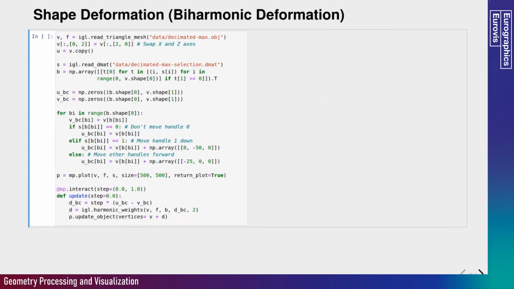So the next topic we cover is shape deformation, and here we look at two different techniques. The first one we already have seen in parameterization as well, and in this case we use a biharmonic functionality.